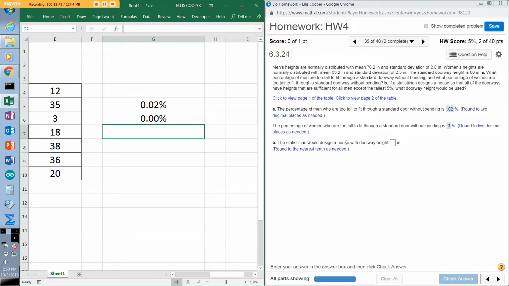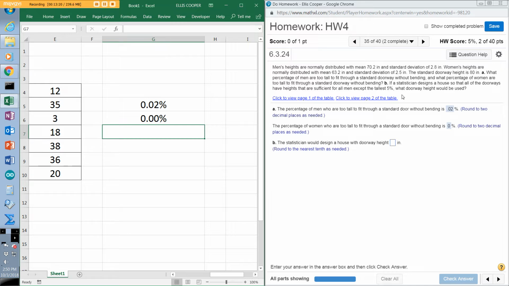So part B says, if a statistician designs a house so that all of the doorways have heights that are sufficient for all men except the tallest 5%, what doorway height would be used? Oh my gosh, this is actually over the top. We have not talked about how to do this kind of problem. So I got to tell you something. I'm going to kind of do a verbal lecture and see if we can deal with this without a blackboard lecture. So, okay. Now, they're talking about all men except the tallest 5%.